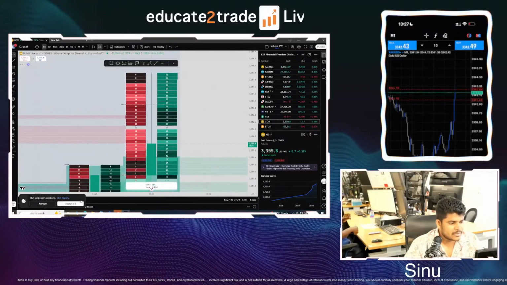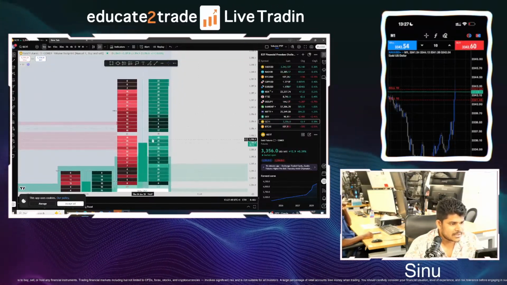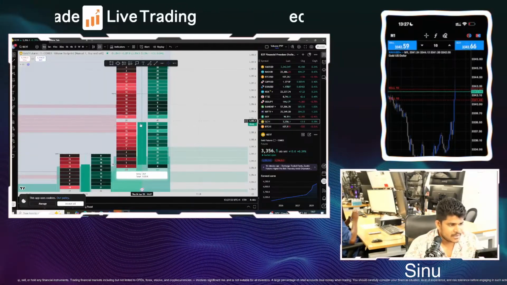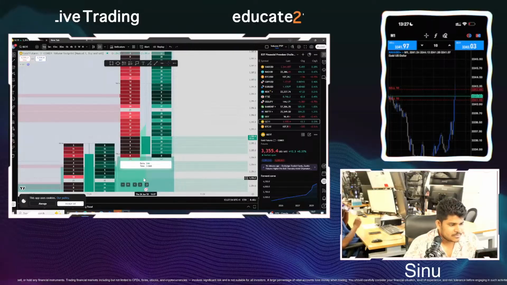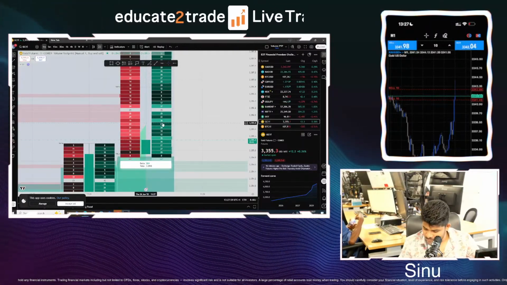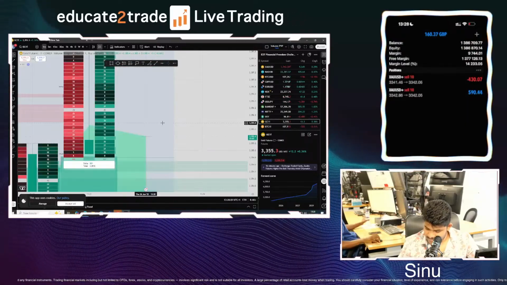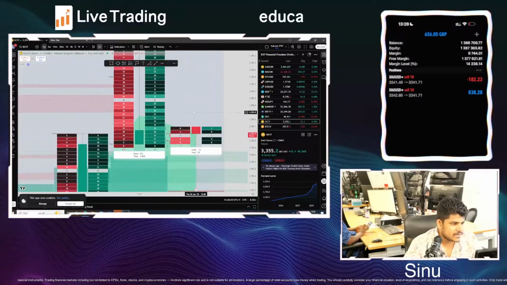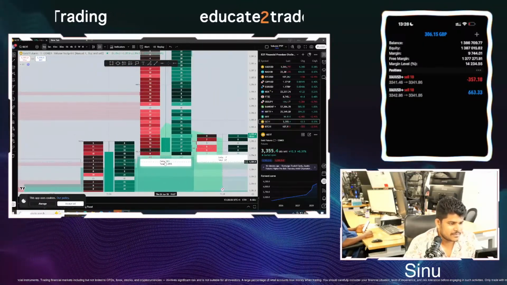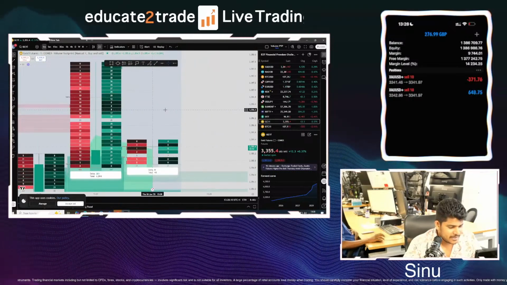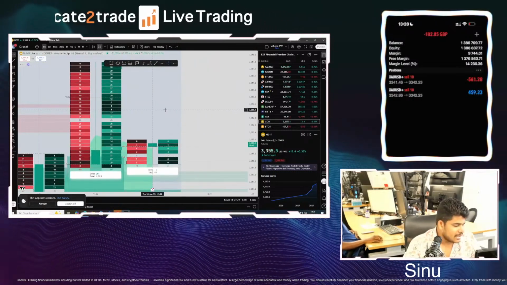Yeah, on the 1 minute above the value area, we can see that even the sellers are less, but at the same time, you know, the candle is about to close bearish. Yeah, it's a delta divergence. We can see that even with the positive delta, this candle has closed. Now we need to see the next candle.